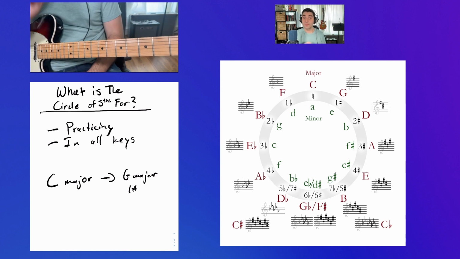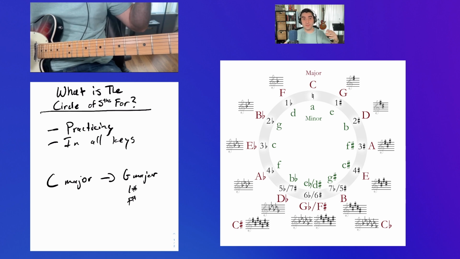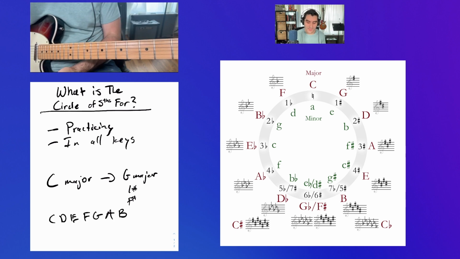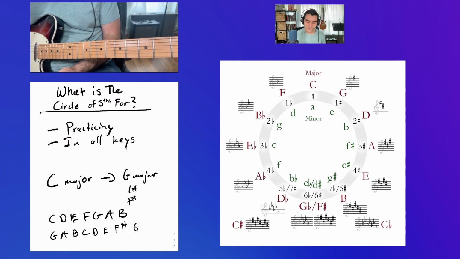Whereas from the key of C major to the key of G major, we actually only have to change one note. And in this case, it would actually be the note F sharp. So in the key of C major, we have C, D, E, F, G, A, B. And then in the key of G major, we have G, A, B, C, D, E, F sharp, G.